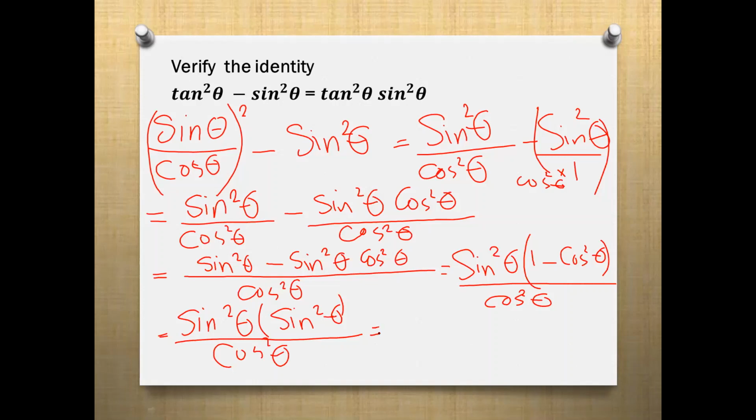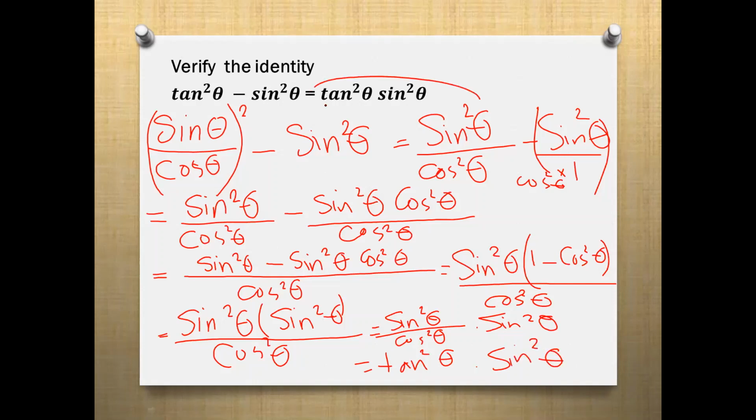Now sine squared of theta over cosine squared of theta times sine squared of theta. Sine over cosine is what? Is tan. Tan squared of theta times sine squared of theta, which is what I want to prove.